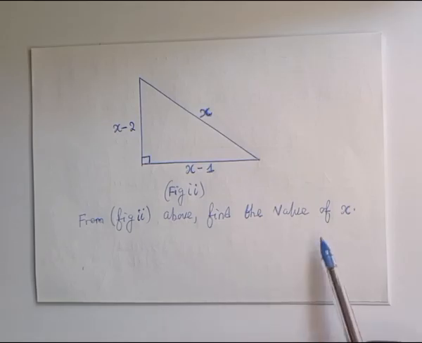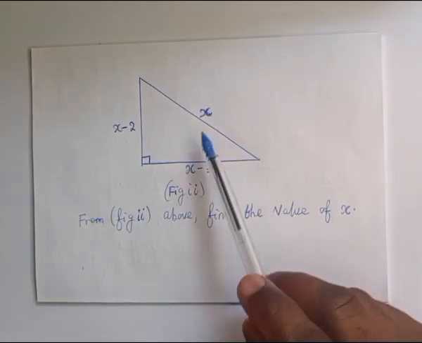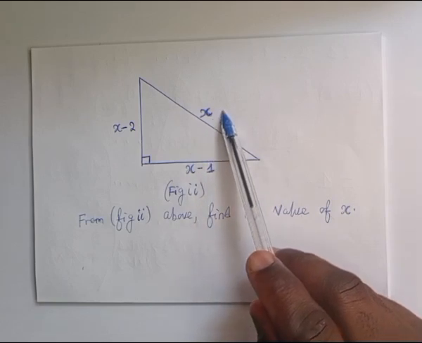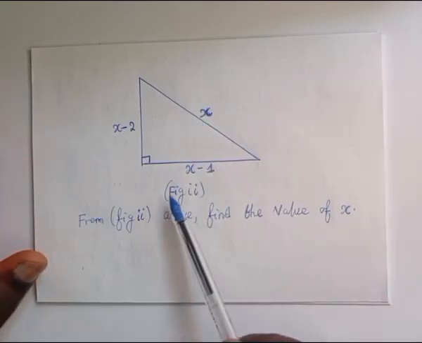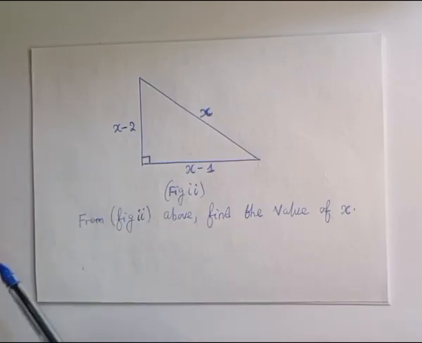For us to find the value of x, we are going to make use of Pythagoras Theorem, which states that the square of the hypotenuse of a right angled triangle is equal to the sum of the squares of the two other sides. That's the theorem we are going to make use of in order to answer this given problem.